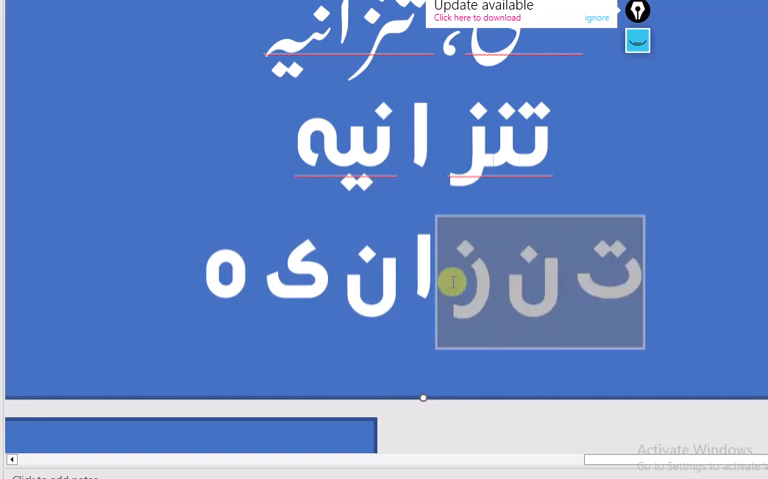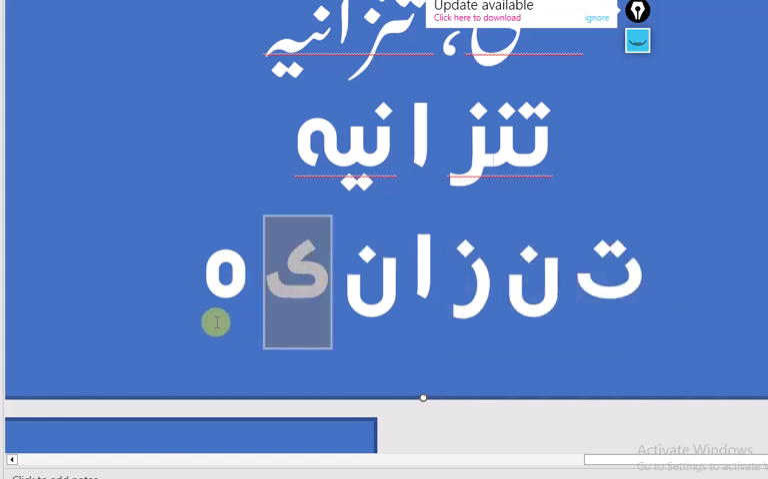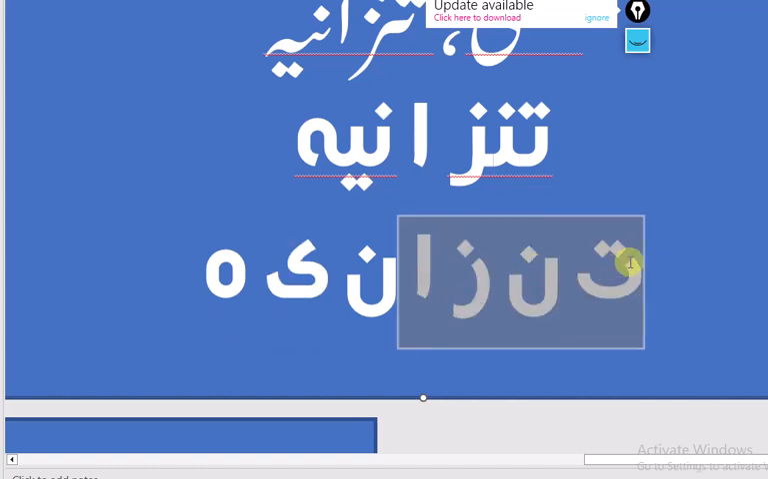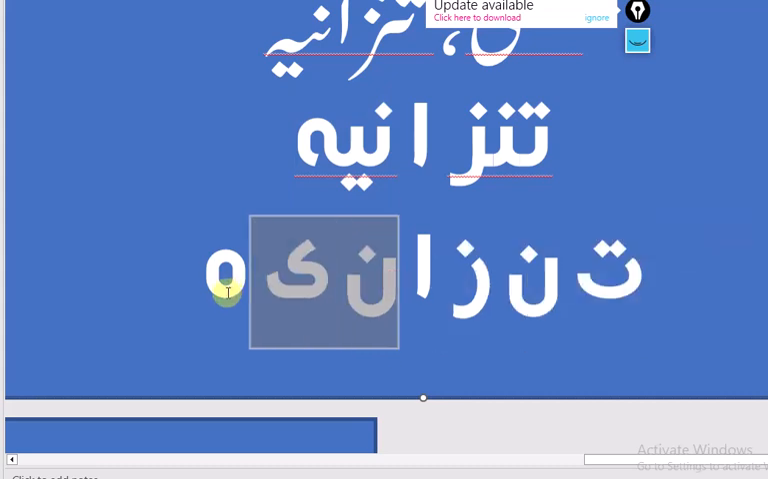Tanzania. I know this is Tanzania, but read the component spellings. Noon, te, ha, noon, da, alif, noon, ya, and ha. Okay, and this ya is smaller or bigger? This ya is smaller. Okay, where there is alif, after alif we need to separate the word. So that's why we are separating niya with tanza.